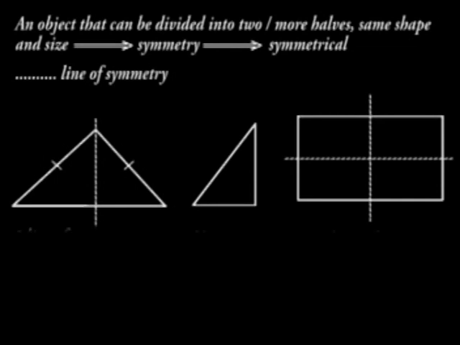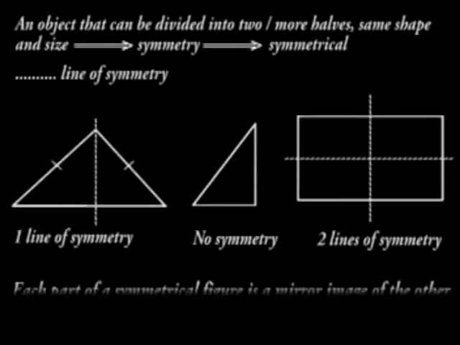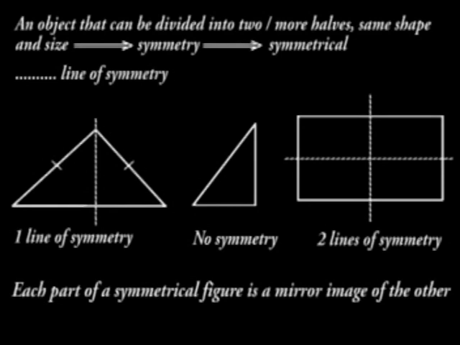A right-angled triangle has no symmetry. A rectangle has two lines of symmetry. Each part of a symmetrical figure is a mirror image of the other.